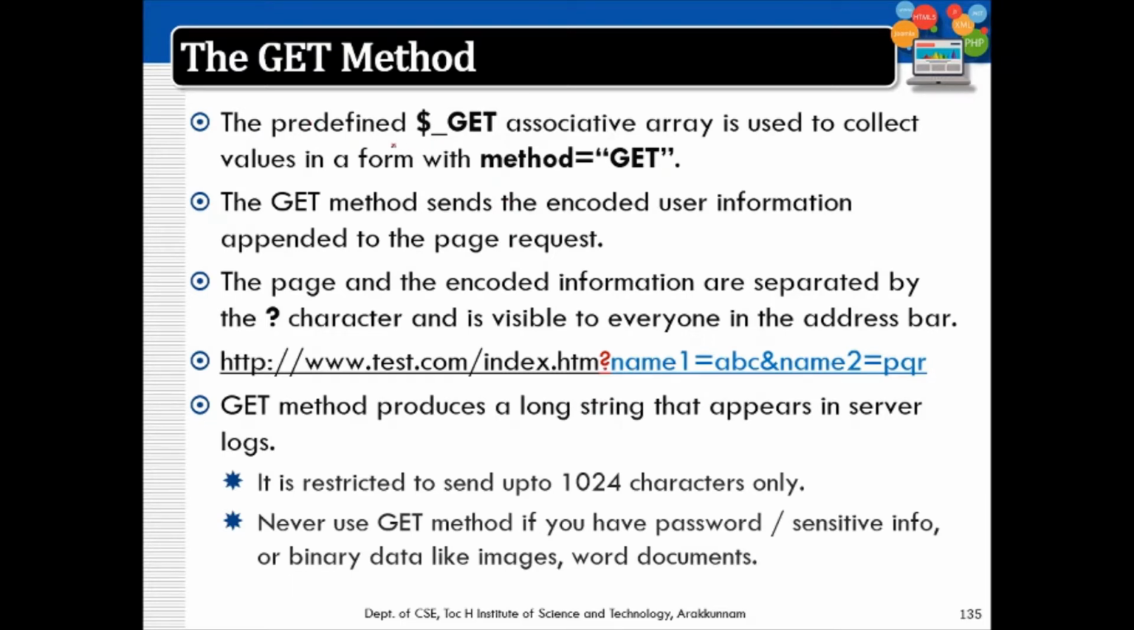In case of the get method, the predefined array is the $_GET array. Hope you remember the difference between the get and post methods. The get method sends the encoded user information appended to the page request itself. Hope you remember the term query string. Suppose this is the URL, after a question mark you will have the data appended, with the name of the element, its value, and an ampersand symbol used to combine different values, then the name and value of the next element.